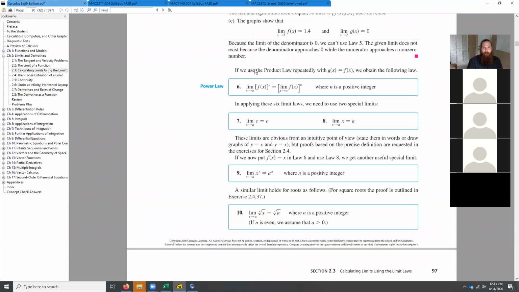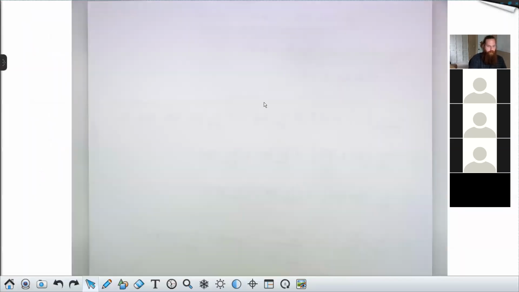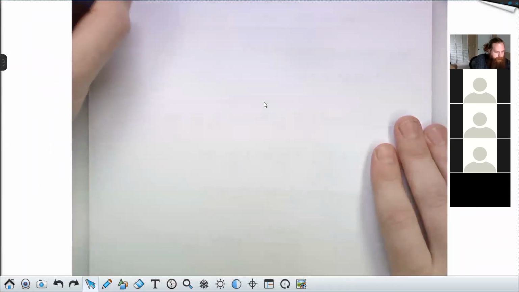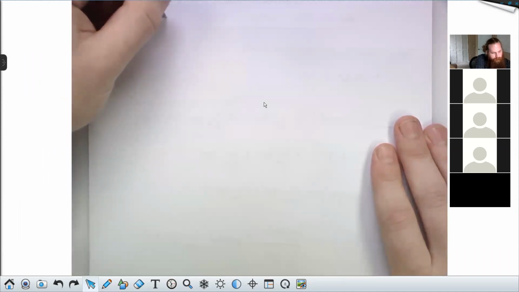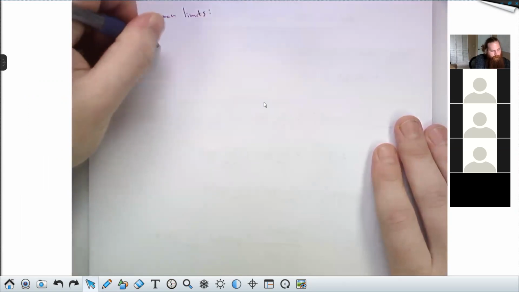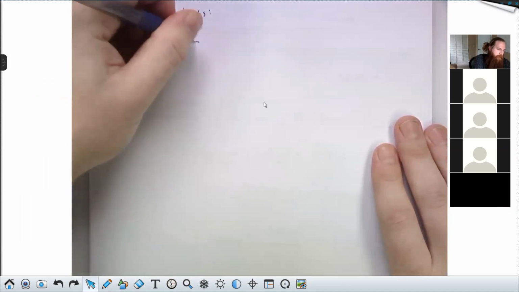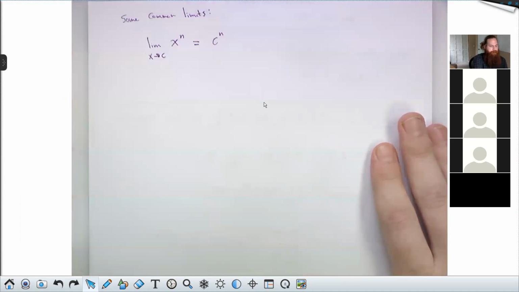Let's see. Yeah, I guess what they're doing here is giving specific cases that we can use. So we'll go ahead and list them as well. So some common limits. I'm not going to treat these as though they're a part of that theorem because they're not, but some common limits that we use all the time. That the limit as x approaches c of x to the n is just c to the n.